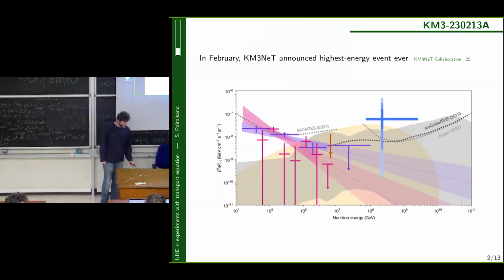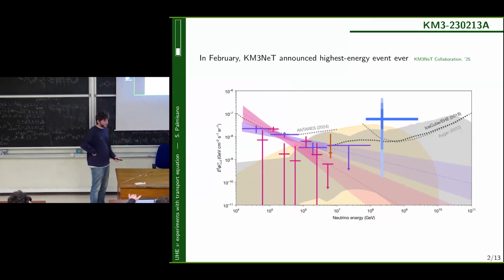The starting point was February, when the IceCube Collaboration announced the highest energy event ever recorded in human history. So about 200 PeV neutrino impinging in the Earth, which started even violating causality, a conversation on whether or not the KM3NeT event is in tension with IceCube not having observed anything in the similarities.